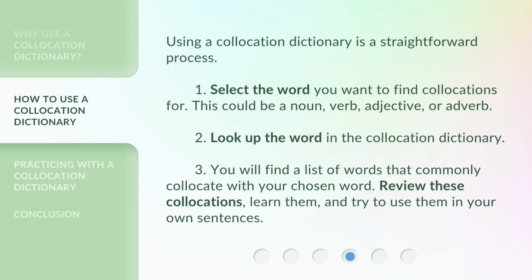Using a collocation dictionary is a straightforward process. 1. Select the word you want to find collocations for. This could be a noun, verb, adjective, or adverb. 2. Look up the word in the collocation dictionary. 3. You will find a list of words that commonly collocate with your chosen word. Review these collocations, learn them, and try to use them in your own sentences.